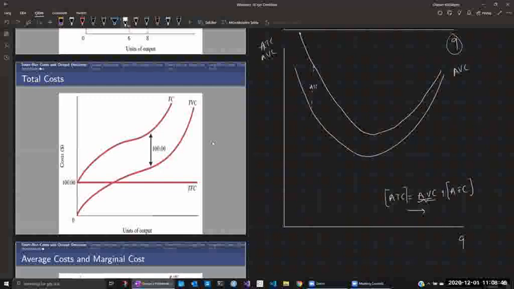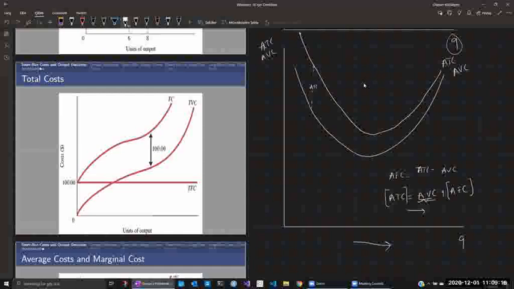Because the average fixed cost is equal to average total cost minus average variable cost, this gap between average total cost and average variable cost should give me the average fixed cost. And since I know that as production goes higher, average fixed cost is decreasing, then this difference between average total cost and average variable cost should also be decreasing. Okay.